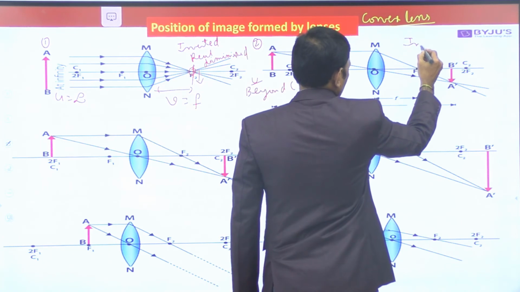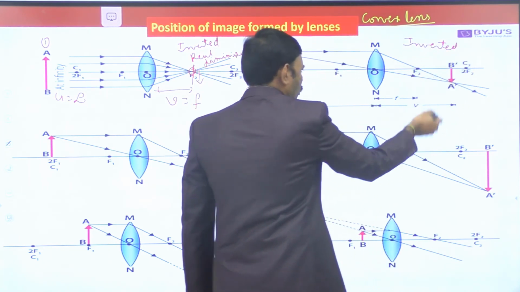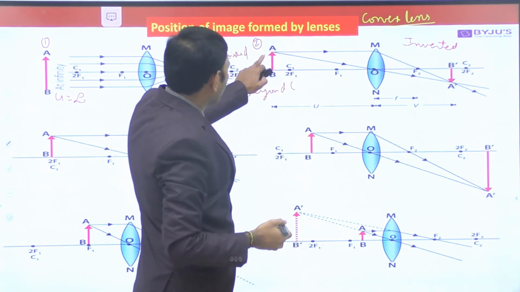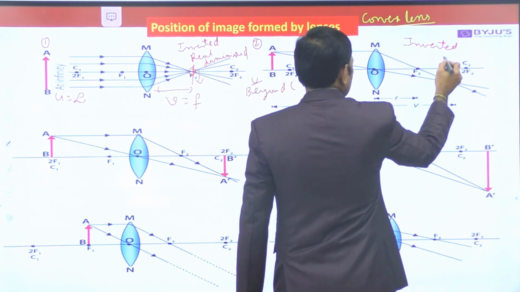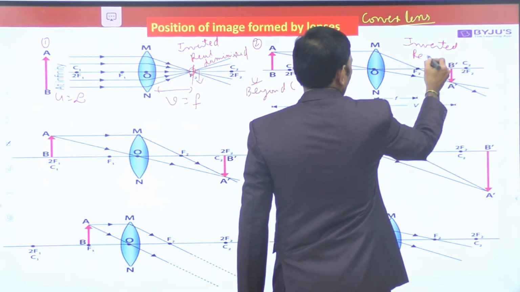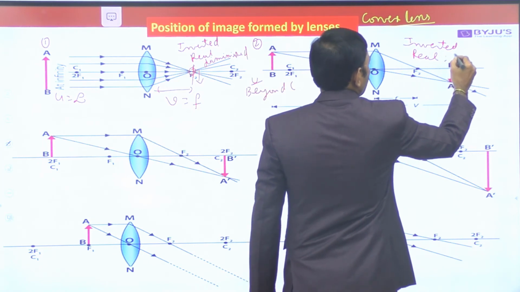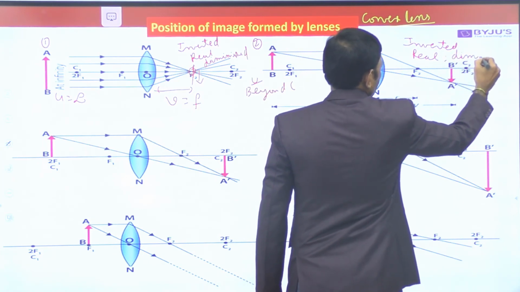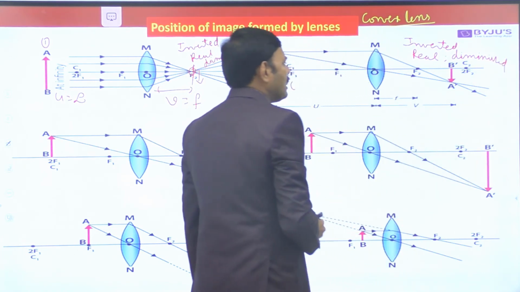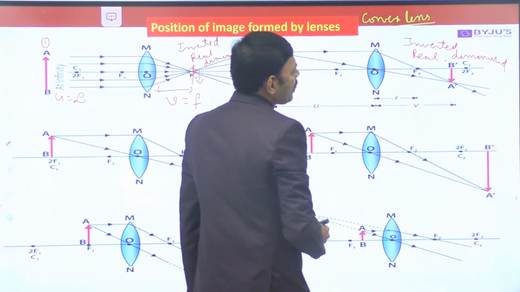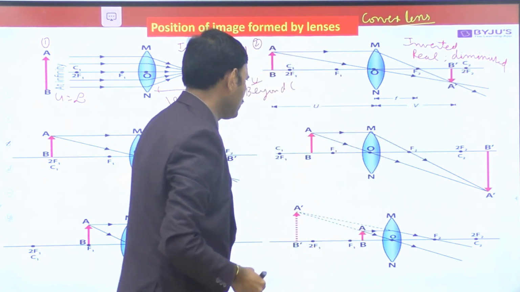The image is inverted. We are observing a downwardly directed image. This is upward directed, this is downward directed. Hence it is said to be an inverted image. And real, and small in size, hence a diminished image. Inverted, real, diminished image, formed between the focus and the center of curvature. That is the location of the image.